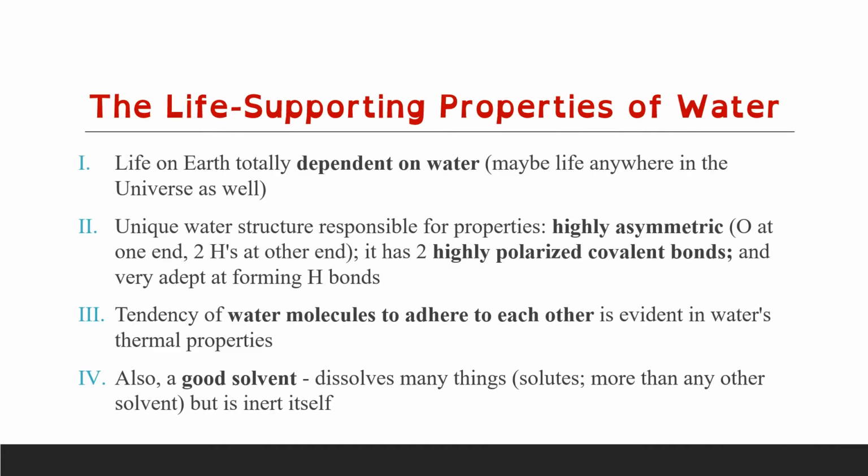The life-supporting properties of water. Life on Earth is totally dependent on water, may it be plants, animals, humans, and maybe life anywhere in the universe as well. So the unique water structure does have the following properties. First, it is highly asymmetric. It has oxygen at one end and two hydrogens at the other end.